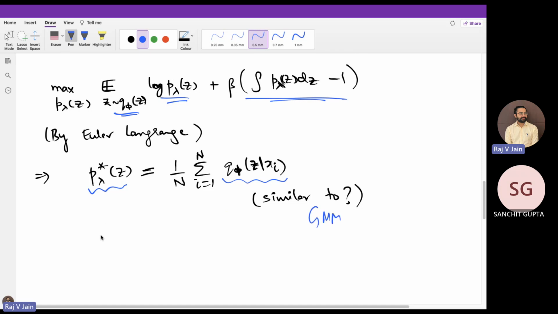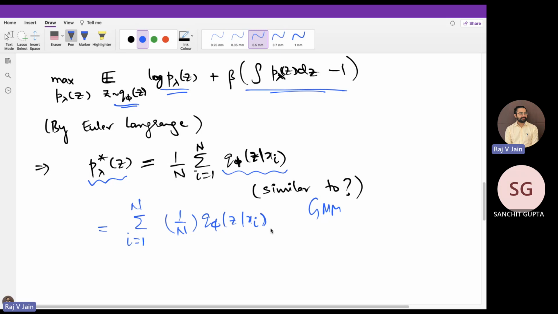Very simple, right? So this basically turns out to be, if I write it like this, 1 by n times the sum of Q phi of Z given Xi, based on the assumption that Q phi Z given Xi is Gaussian. Yes, that assumption we have. This is N of Z, mu phi of Xi, sigma phi of Xi. Yeah. Which this paper doesn't.